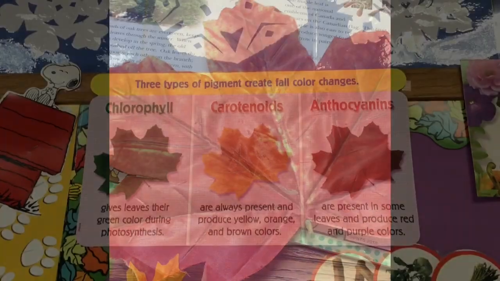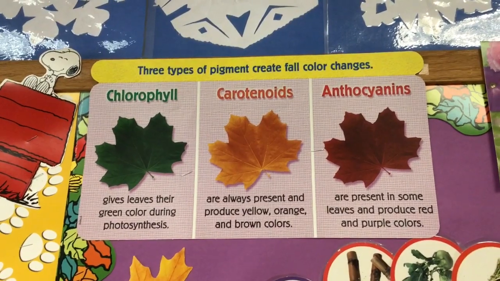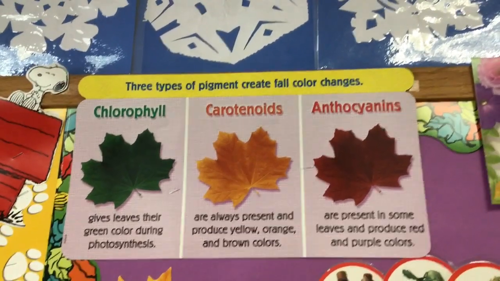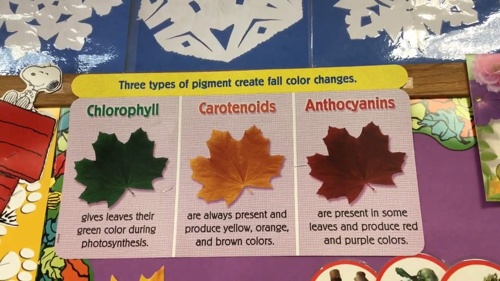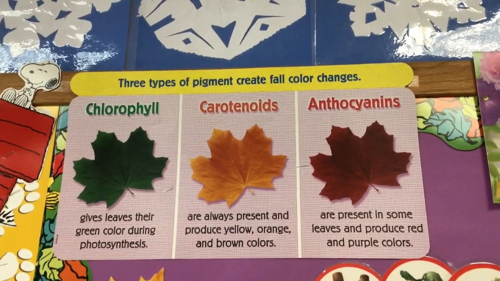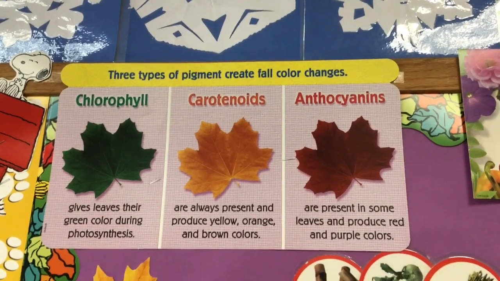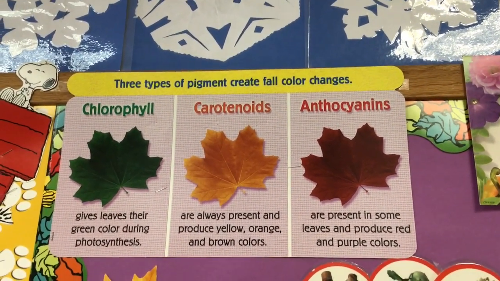So let me show you another example. Here we go. You can see chlorophyll, which gives leaves their green color during photosynthesis. That's what they're doing in the spring and summer months. In the fall, you're going to see the carotenoids, which are always present and produce yellow, orange, and brown colors. You also see the same carotenoids in carrots. That's why they're orange. And then anthocyanins, which are present in some leaves and produce the red and purple colors. Those colors are really beautiful to see.